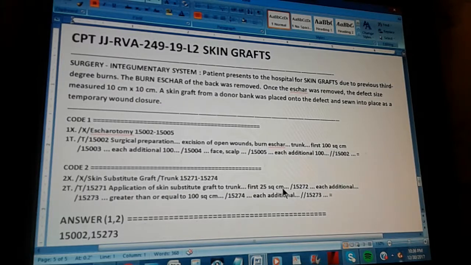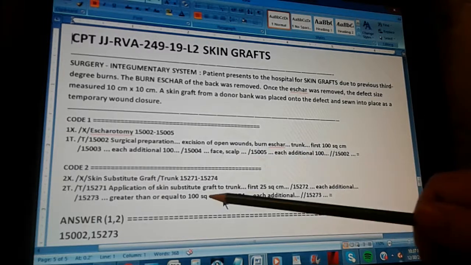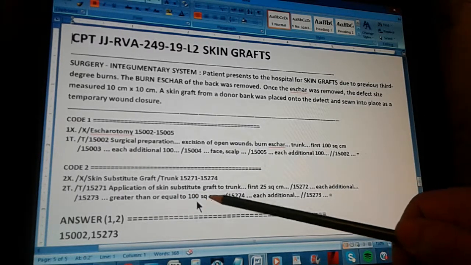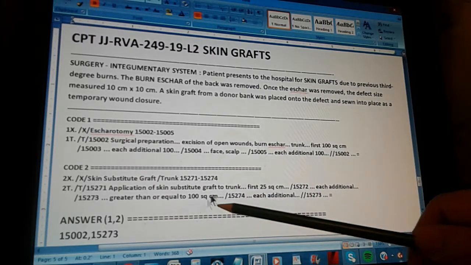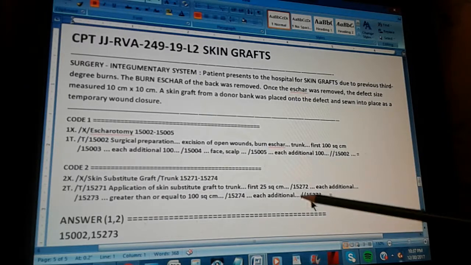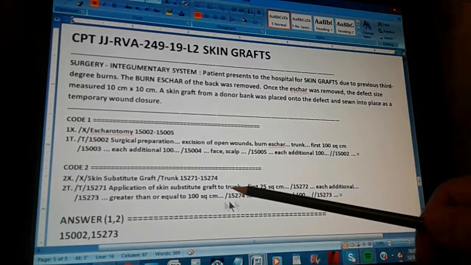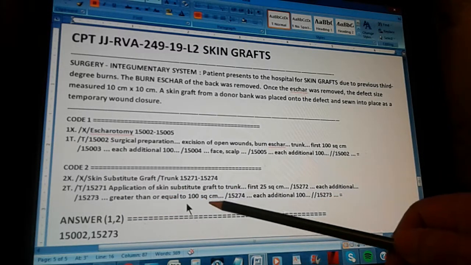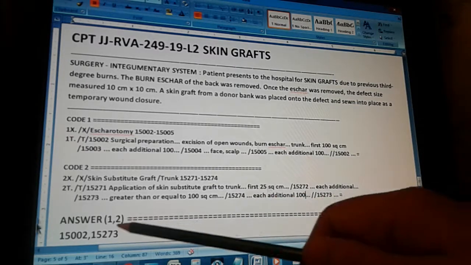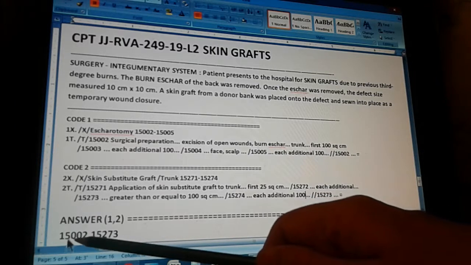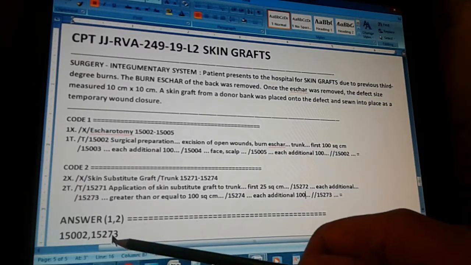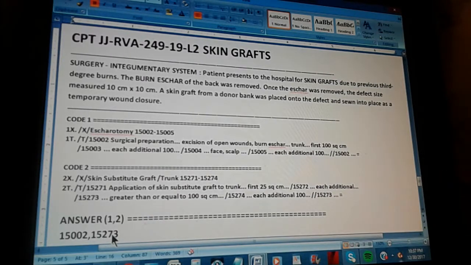Which we don't need. We need greater than that, right? And this is each additional, right? Now, what is the third one? The third one is greater than or equal to 100. This is what we need, because what we have is equal to, and greater than is also here, right? So this is what we need. But what is this? Each additional 100. Put 100 there. Each additional 100, right? And so we have to go back again to the 73, which is this one, which is our code, right? Because it's 100 square centimeters that we have there. So this is our code. So that's why we have an equal sign here. And the second code then is 15273. The first one for escharotomy is 15002, and the second code for the skin substitute graft is 15273.